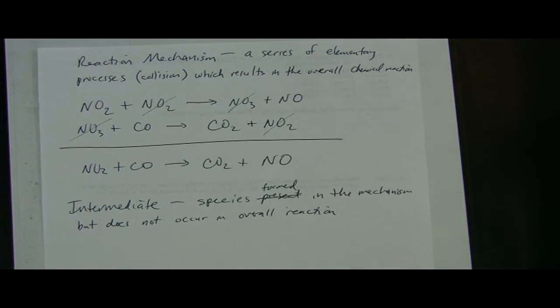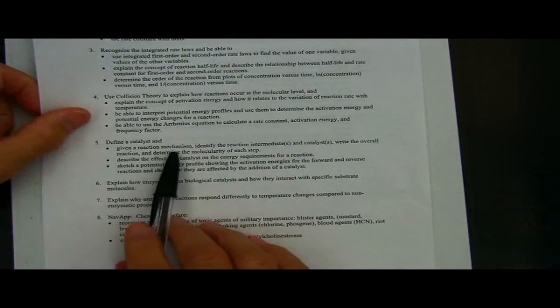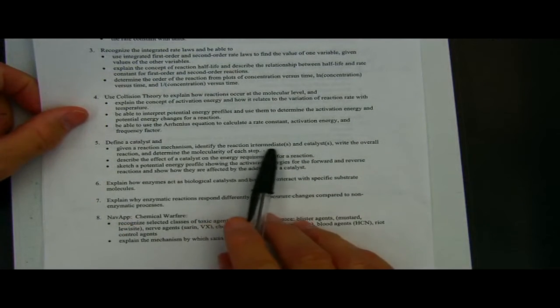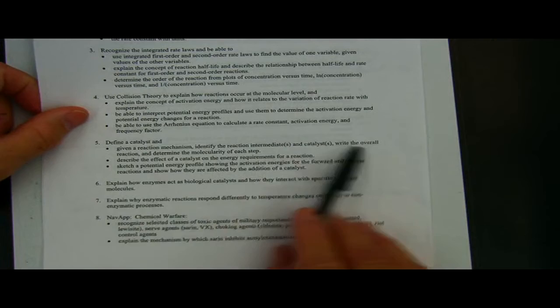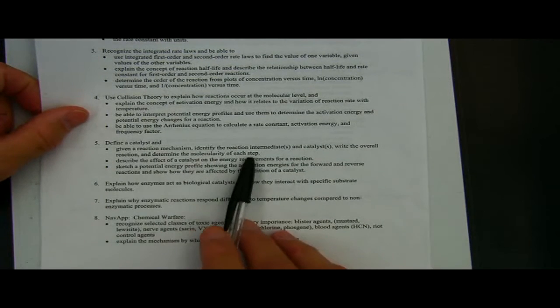Let's actually look at what I'm supposed to cover here, and make sure I get everything. When you have a collision, there are certain names for these things. Let's see if we got to cover that. Given a reaction mechanism, identify reaction intermediates and catalysts, write the overall reaction, and determine the molecularity of each step.